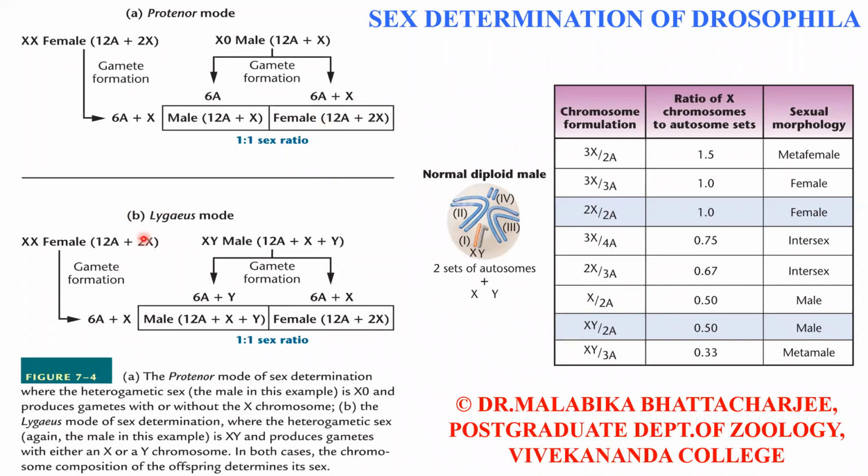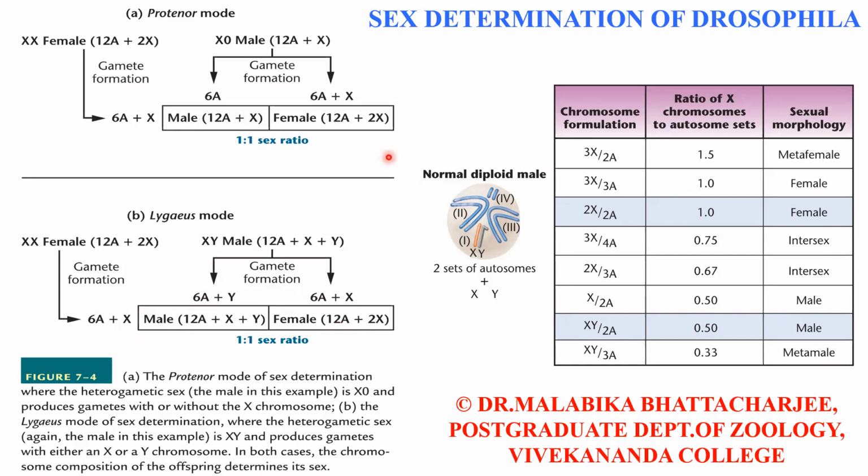And the other method stated here is the Lygaeus method, in which the determination is mainly done by the Y chromosome. So you can see the female is having 6 autosomes and 1 X chromosome, and in case of the male, as you can see, we are having 6 autosomes and a Y chromosome and 6 autosomes and an X chromosome. So when gamete formation is occurring, multiply this by 2, we are having 12 autosomes, 1 X, 1 Y. So that is the male, and again here we are having 12 autosomes and 2 X.